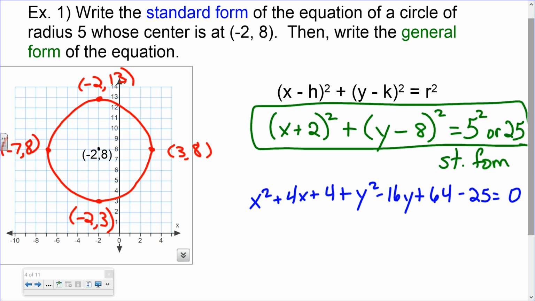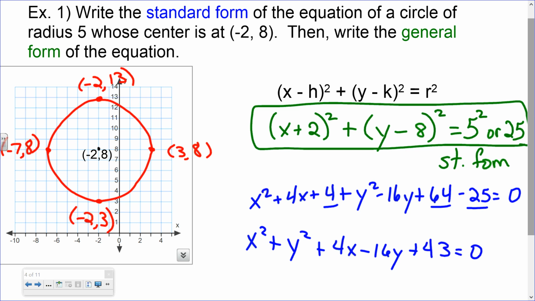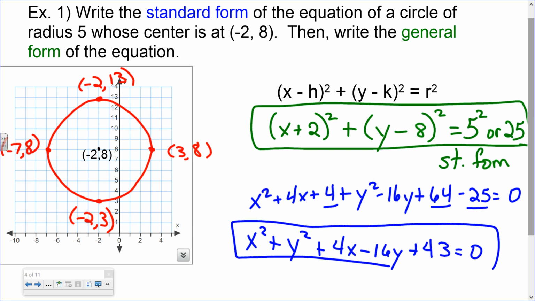I'm supposed to have the x squares, and then the y squares, and then the x's, and then the y's. And let's see, then I've got 68 minus 25. What will that give me? Plus or minus? Plus 43 equals 0. And that will be my general form. And for right now, that's all we're doing with circles. We'll keep building on that, but that's enough circles for the first day of that, unless you have questions.